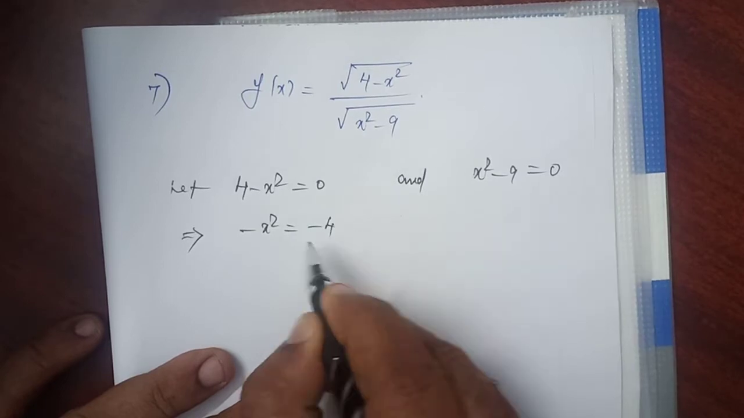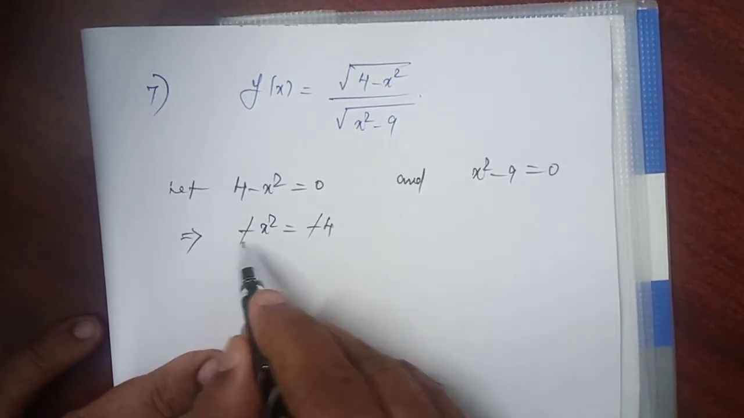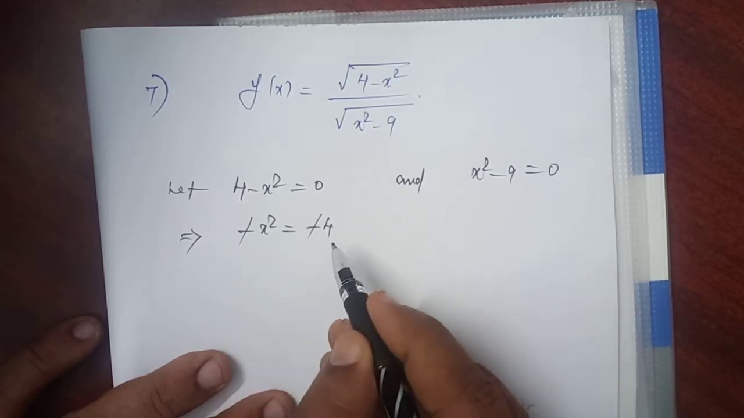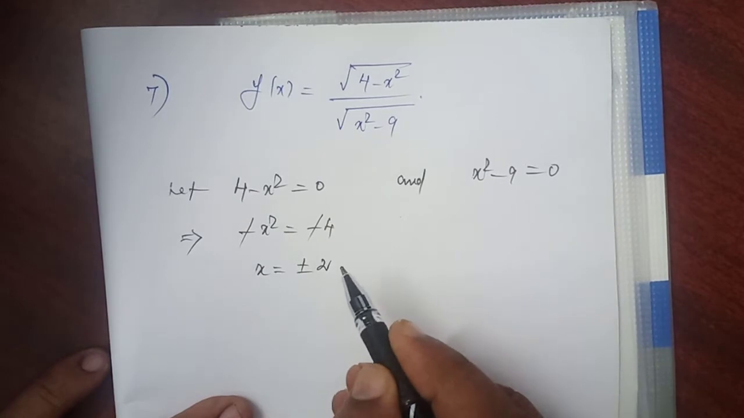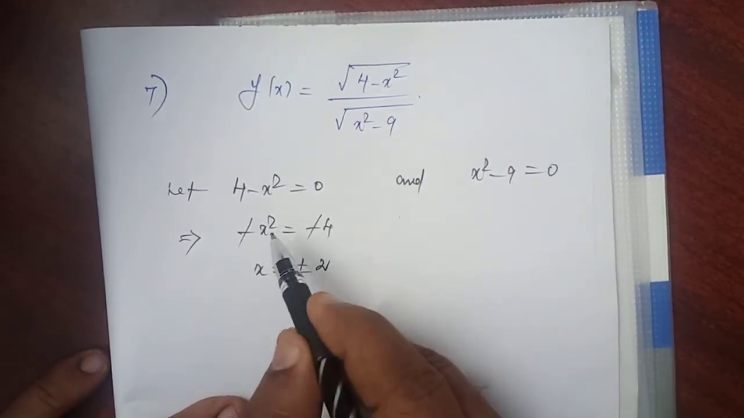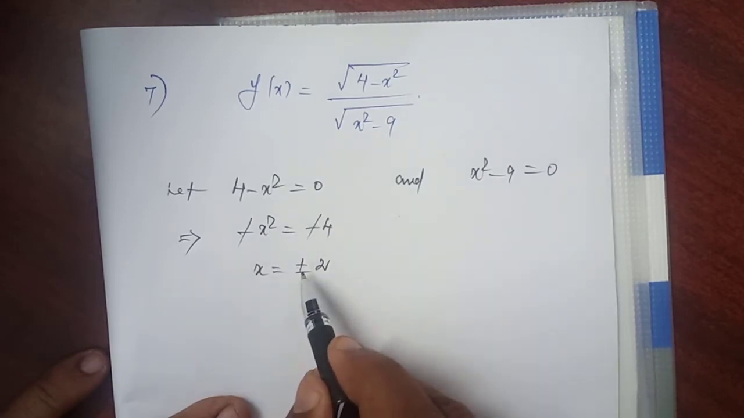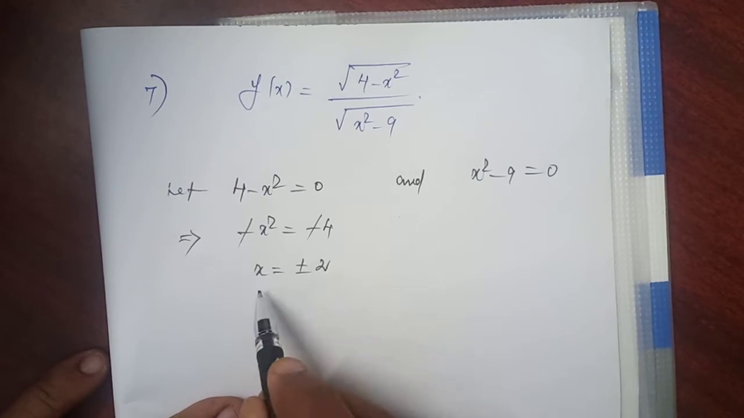Which implies minus x square equals minus 4. Minus gets cancelled, and 4 comes to the right hand side as minus 4, both minus signs get cancelled. x square equals 4, which means, as you know very well, x equals plus or minus 2. You have to take the square root on both sides. The square root of x square equals x. Since we have a square, you have to introduce plus or minus, and the square root of 4 equals 2. So we have two values for x over here.